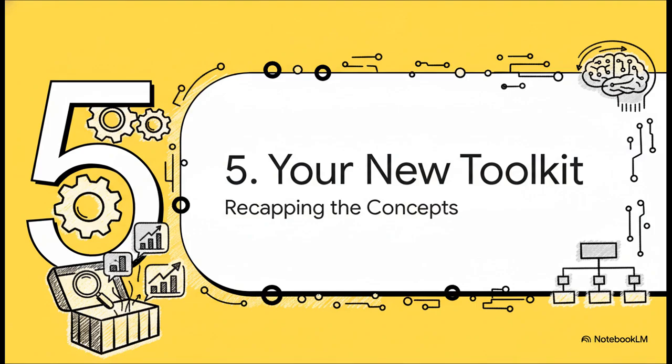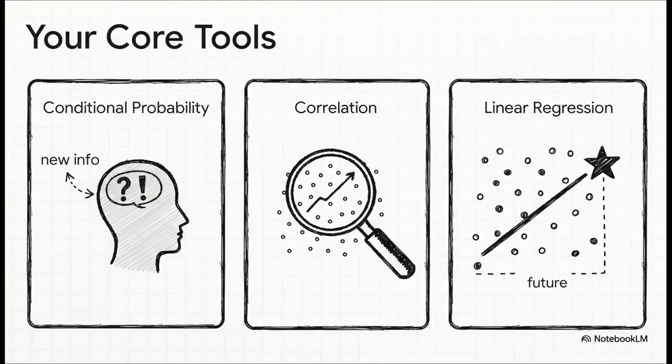In just a handful of minutes, we've added 3 incredibly powerful tools to our data analysis toolkit. I mean, think about the power each of these gives you. Conditional probability lets you update your understanding. Correlation lets you see hidden connections. And regression lets you build a model to predict what might happen next. You can update, see, and predict.